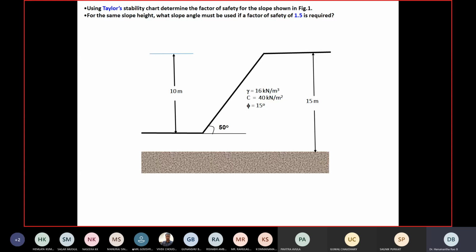So note down a small problem on the Taylor stability chart. Using the Taylor stability chart, determine the factor of safety for the slope shown in figure 1. For the same slope height, what slope angle must be used if a factor of safety of 1.5 is required?